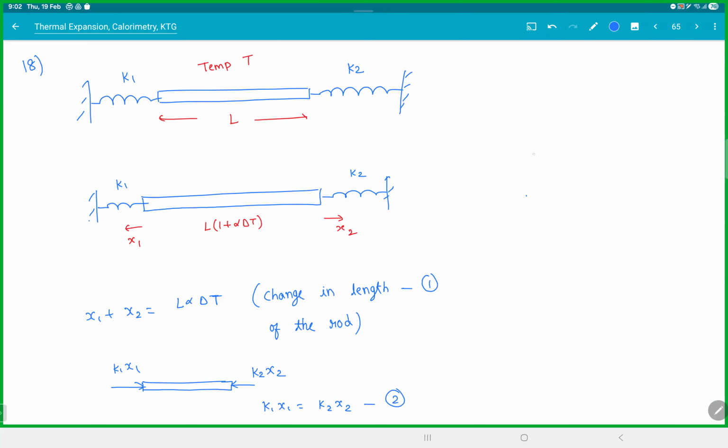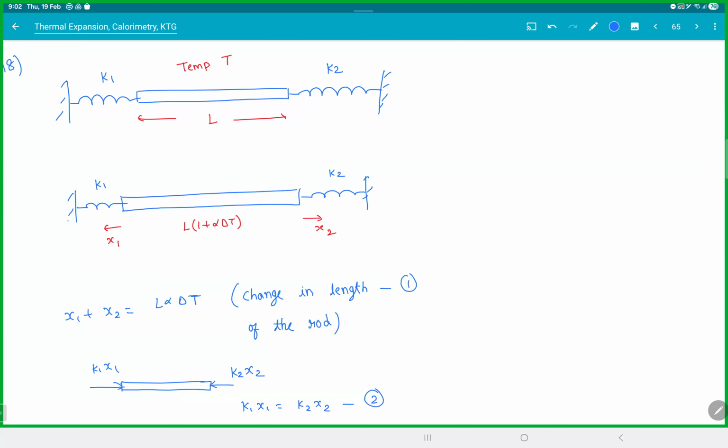How many variables are there? You have x1, you have x2, and delta T. You have three variables. I need three equations. What is the third equation? Energy conservation. So whatever heat you are giving, it is going into the spring of k1 x1 square. It is going into the second spring of k2 x2 square. And then the remaining energy is becoming heat ms delta T. That's your third equation. Please check. If you got the three equations, you can solve.